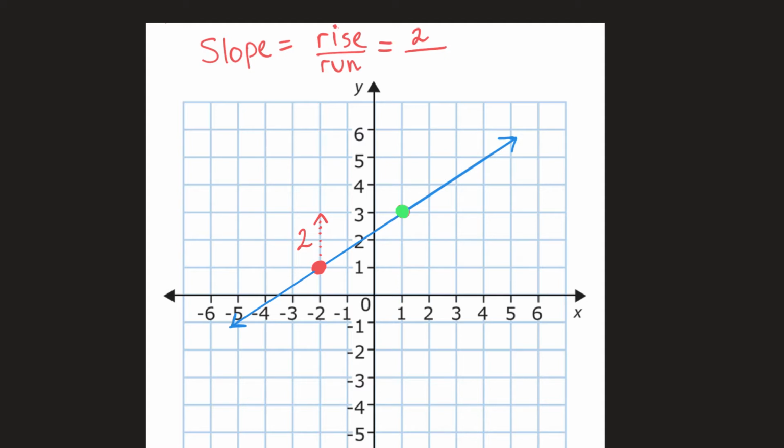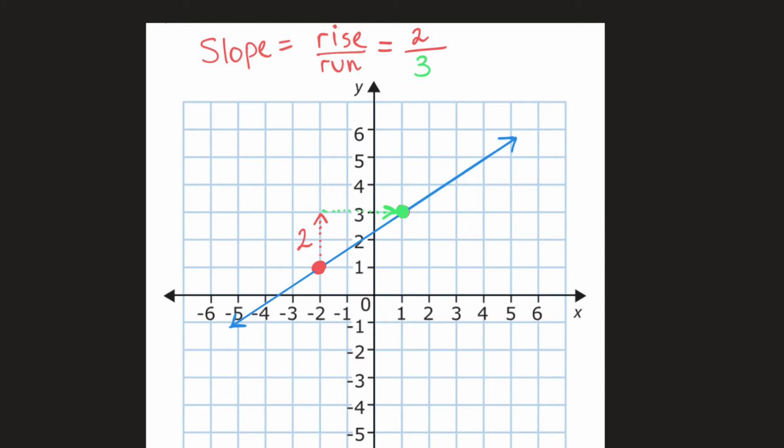Now the run is how far you're going straight horizontally. So how far are we going over there? To the right, we're going 1, 2, 3 spaces. And so the run is 3. And now you have calculated your very first slope. Pretty simple, right?